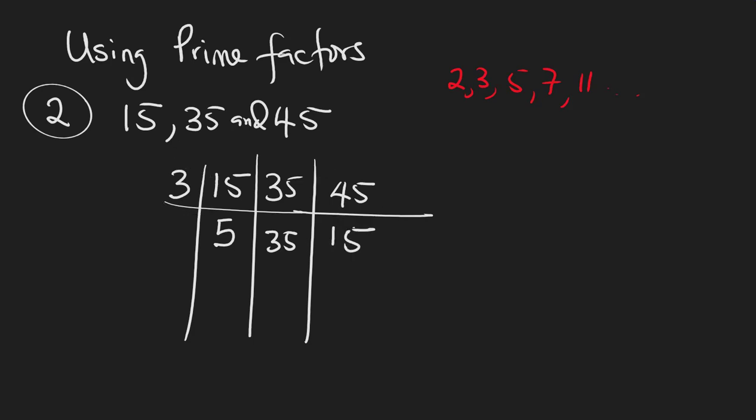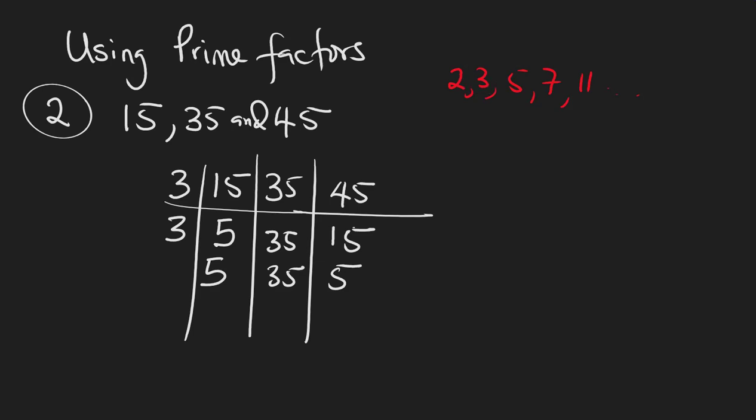Is there a number that 3 can still divide? Yes, we still have 15. So 5 cannot divide by 3, we write the 5 down. 35 cannot divide by 3, we write the 35. 15 divided by 3 is 5. Is there a number that 3 can divide again? No. So we go to 5.